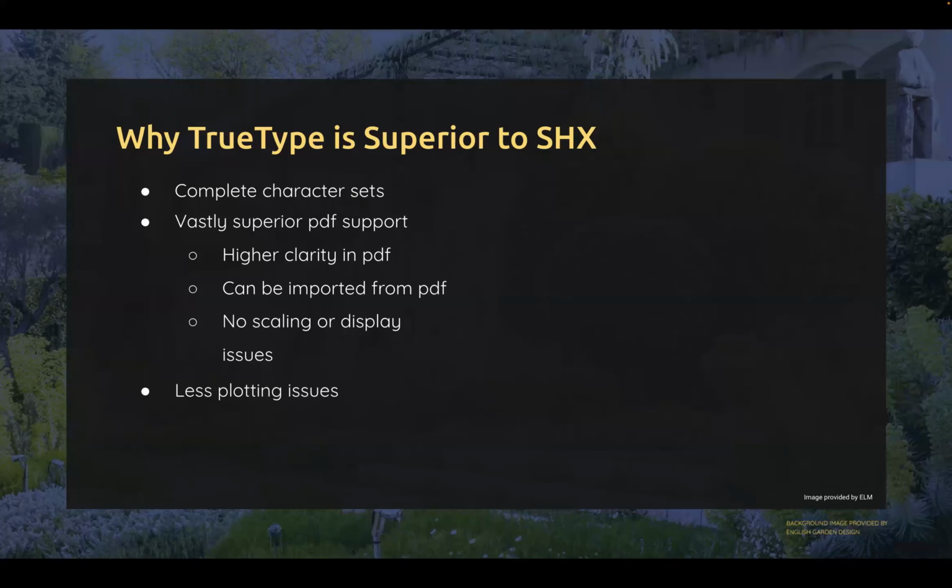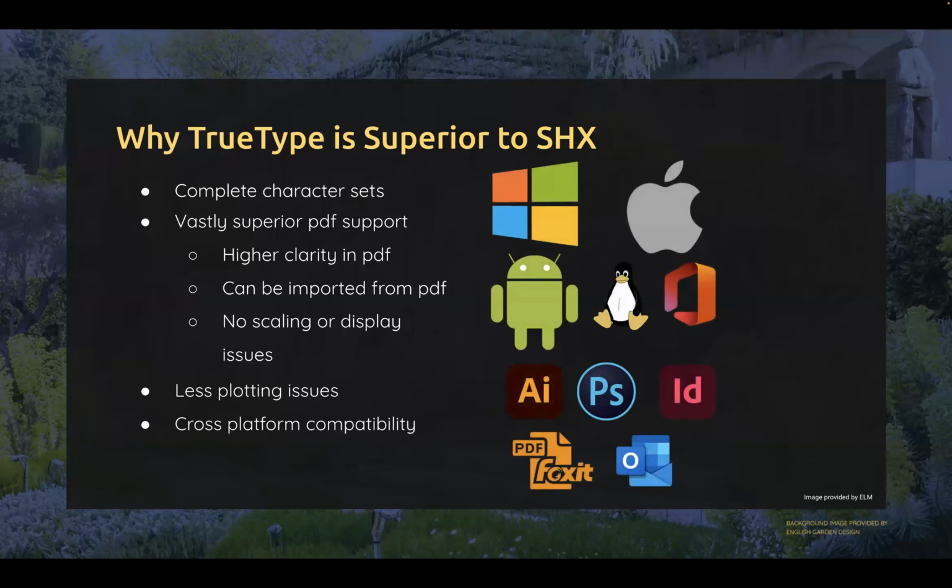Like I mentioned in the previous slide with how the line weights are determined with the fonts, and like we just mentioned in the bullet point above with the PDFs, you're going to run into far less plotting issues when you use TrueType fonts. It removes a lot of the human error from the equation, so you don't have to fuss with your text settings as much when you're plotting. And then, like I mentioned before, the cross-platform compatibility. Pretty much everything under the sun can support TrueType fonts. So you're just going to have less fringe issues, weird issues when you're sending things to other platforms.